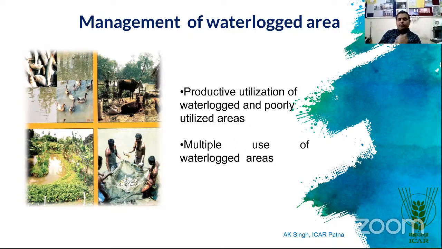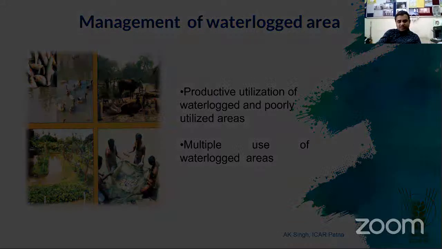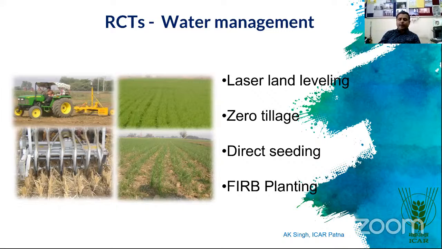You have to go for duckery, fishery, and sunken bed and raised bed conditions for taking some water loving crops. If you want to improve your water productivity, you have to go for laser land leveling, zero tillage, direct seeding, FIRB planting. These are 3-4 things. If you adopt these, our water productivity and agriculture productivity will enhance by 10 to 15%.